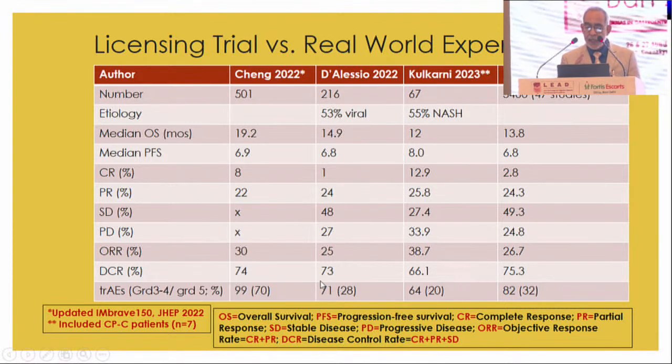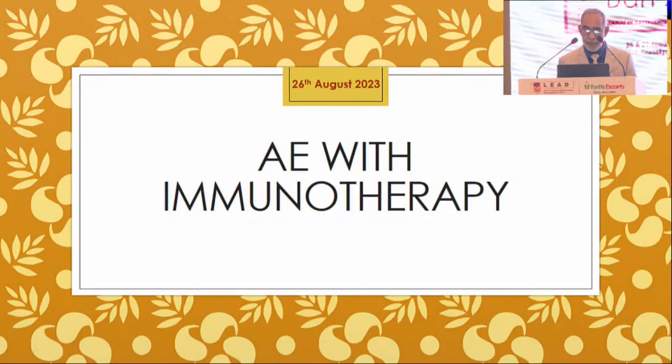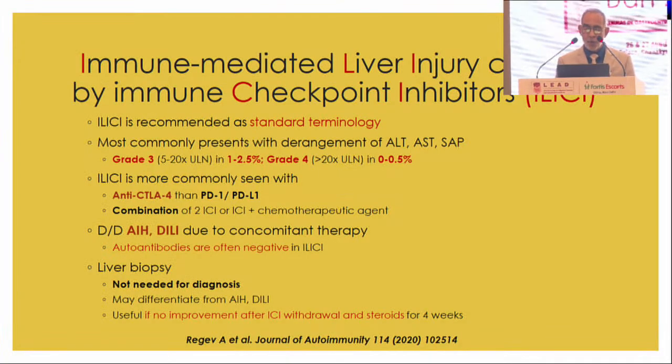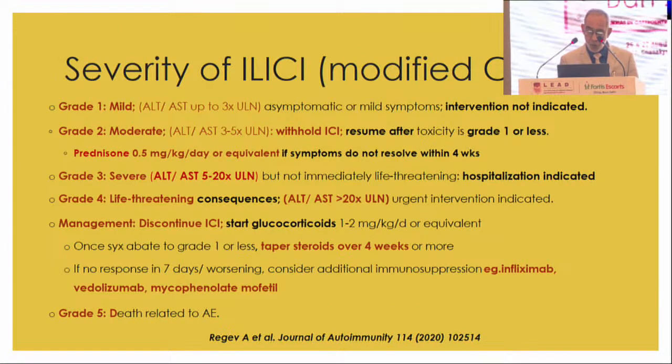So we can say that atezo-bev is replicating in real life what has been shown in registration trials. Adverse events: we all know about the standard immune adverse events, but the immune-mediated liver injury caused by immune checkpoint inhibitors, the ILI-CI, is something that one needs to be aware of. This has to be differentiated from autoimmune hepatitis and DILI, although histology may not be negative for this. Often the antibodies are negative.